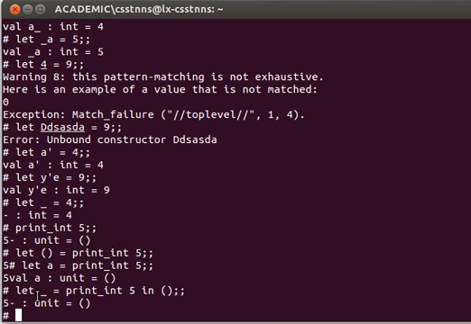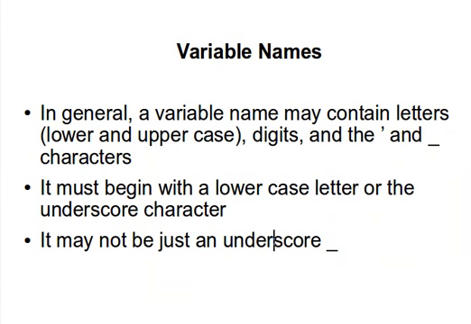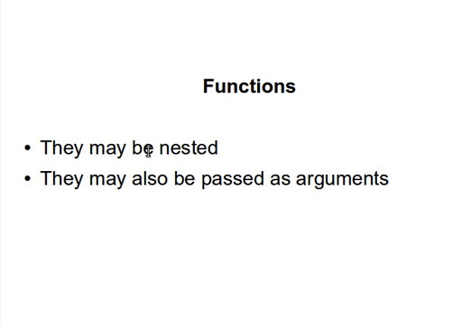The second thing is that OCaml functions can actually be nested. So we can have a function inside a function inside a function inside a function, and their scope will only be inside the big function that they were declared in.